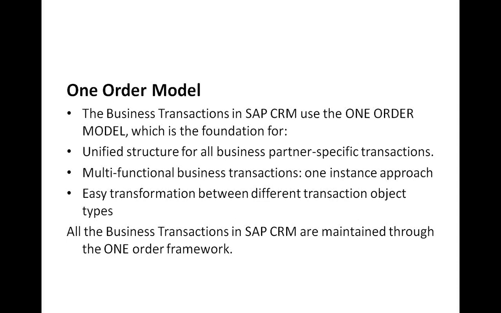So the CRM system is mostly designed to handle these business transactions, and all transactions are done using the one order model. One order model is a framework, like BSP is a framework, correct? Reports is a framework, function modules is a framework. Like that, one order model is a framework developed inside the CRM system to handle all the business transactions, and it forms the foundation for the CRM system. It's the core of your CRM, right? To handle business transactions is not a small deal.